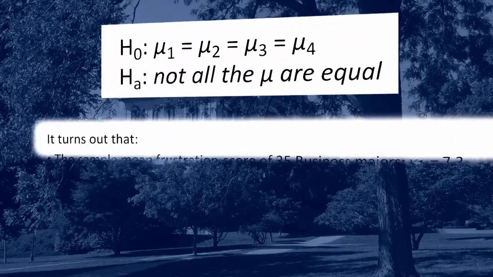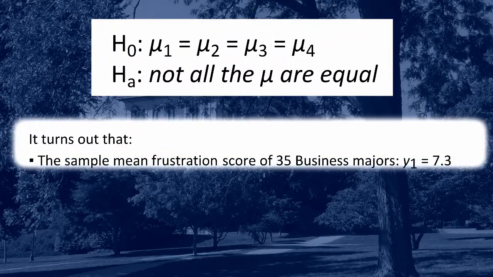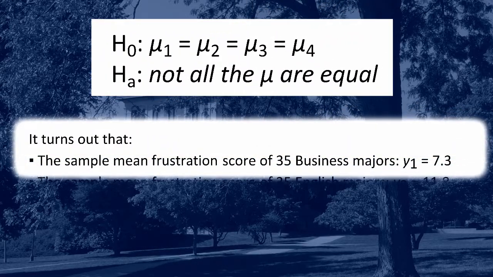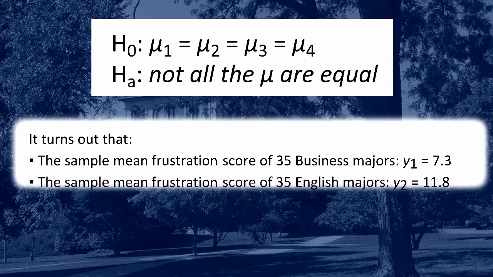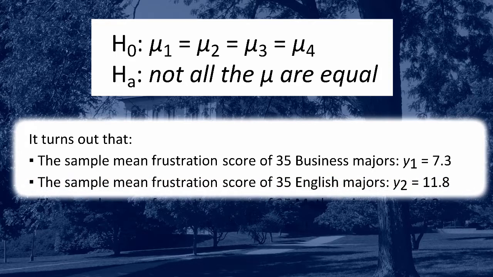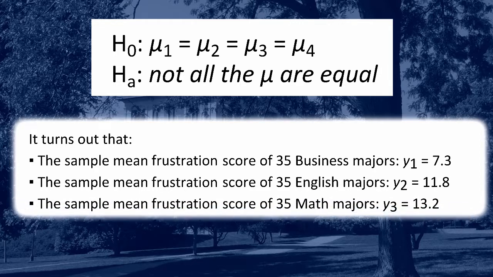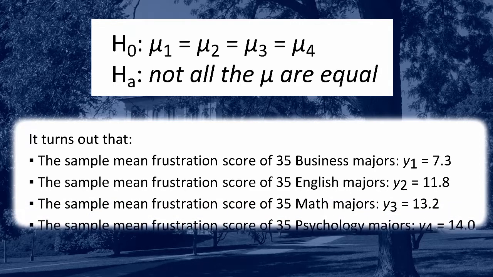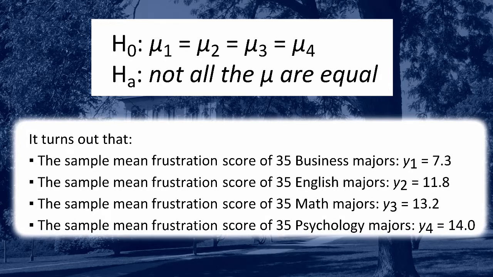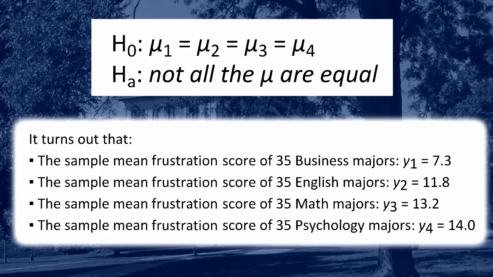Let's see. It turns out that the sample mean frustration score of the 35 business majors is 7.3. The sample mean frustration score for the 35 English majors is 11.8. The sample mean frustration score for the 35 math majors is 13.2, and the sample mean frustration score for the 35 psychology majors is 14.0.